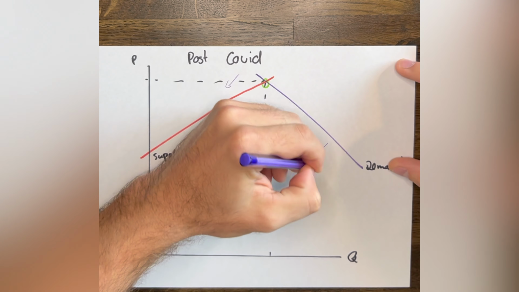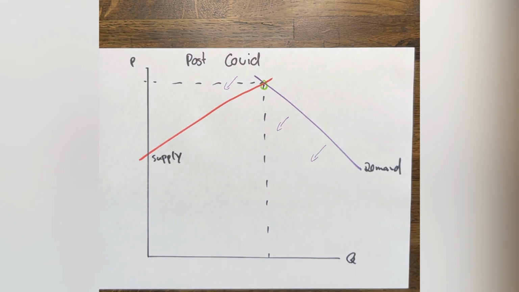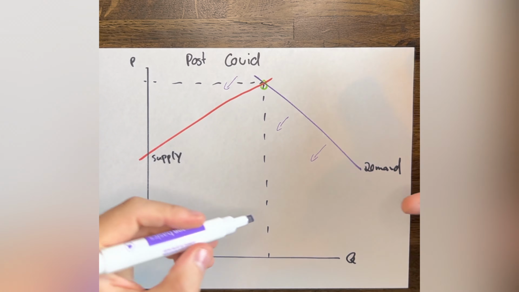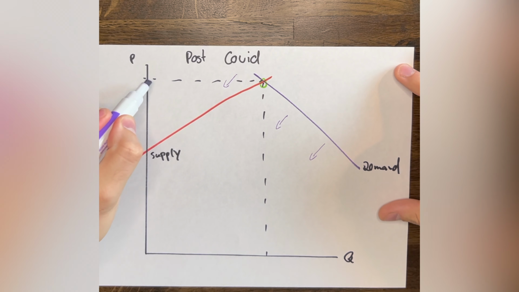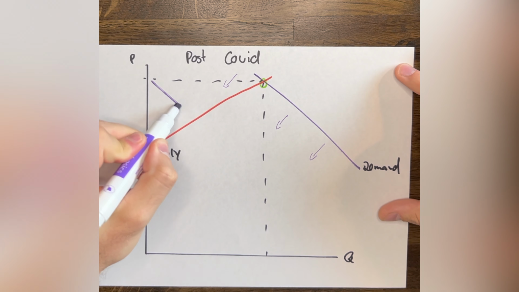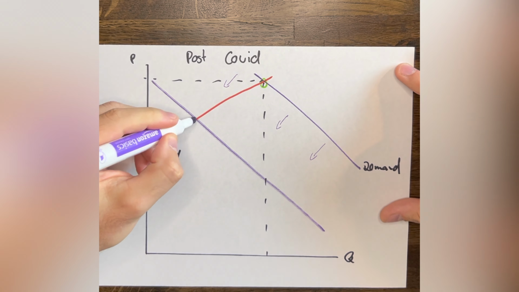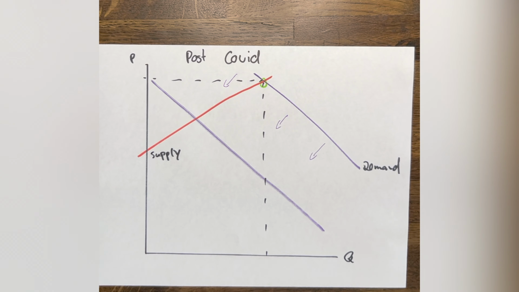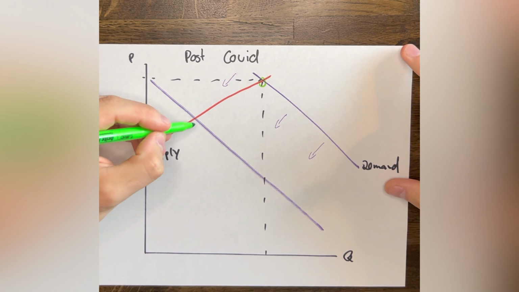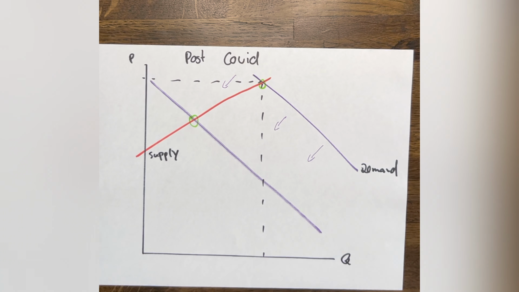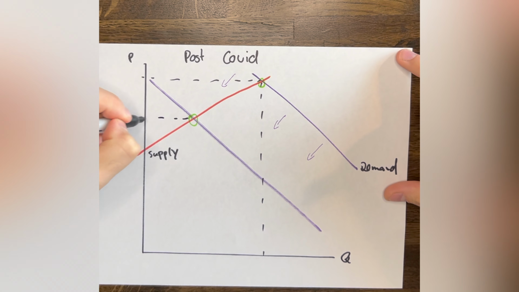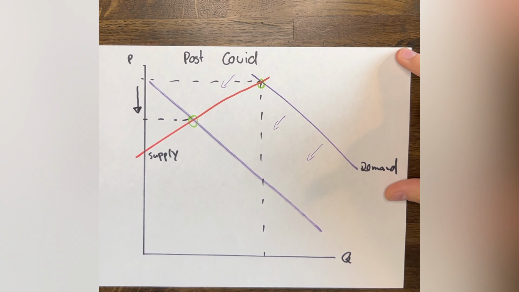So this whole line gets shifted to the left. We're going the opposite now. Quantity of demand is going lower. So let's just say we're going here. Our new equilibrium point is right here. So as you can see, our prices are coming down.